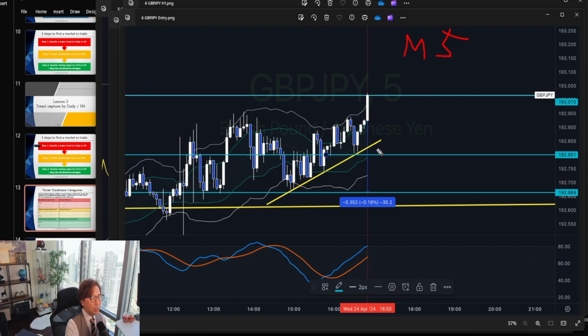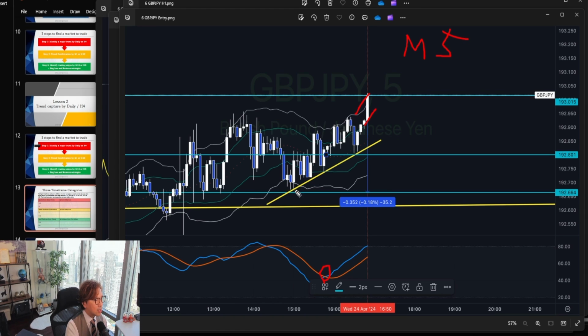I combine multiple entry edges, and in this example, I combined first the golden cross on the stochastic. These two lines are called the stochastic. I enter a trade based on this golden cross of the stochastic. And also the price is going up, and this is called band walking on the Bollinger Bands. The prices are walking the band, which is bullish Bollinger Band walking. That's the second entry confirmation.